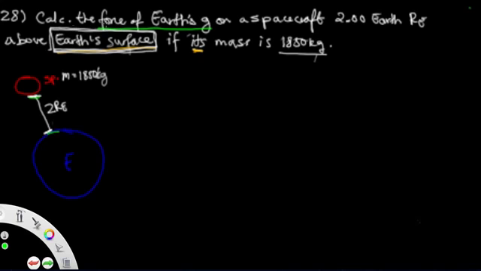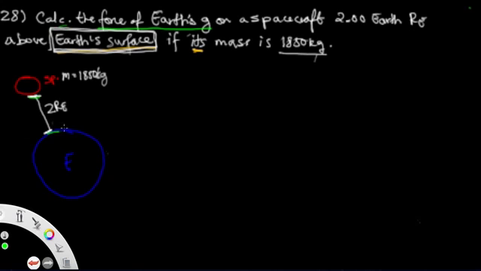So we have a problem here that asks us to calculate the force of Earth's gravity that acts on a spacecraft that's located 2 Earth radii above Earth's surface if its mass is 1,850 kilograms. So one thing that I really like to do before any physics problem is draw a diagram of what that physics problem entails.